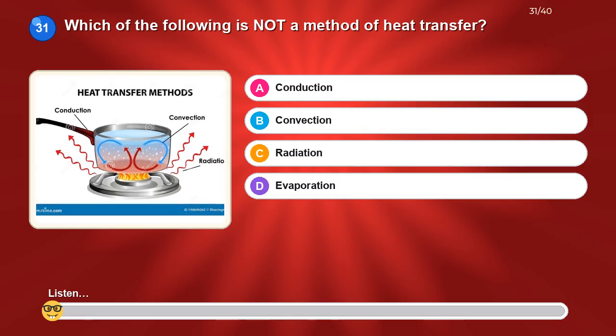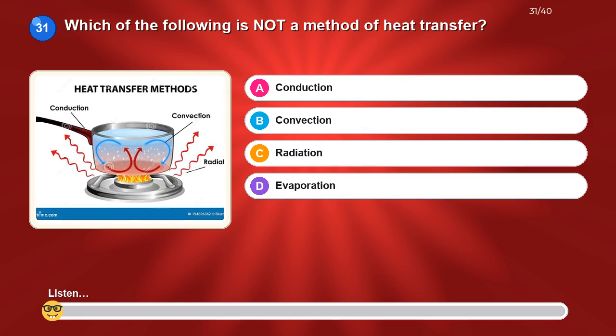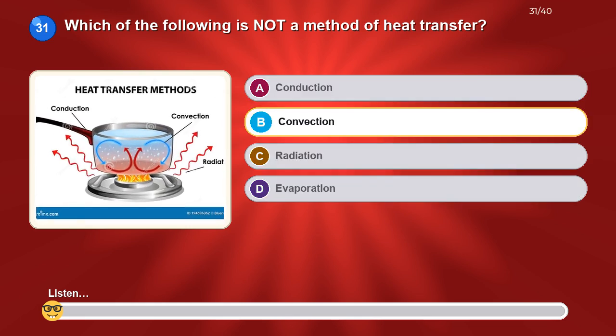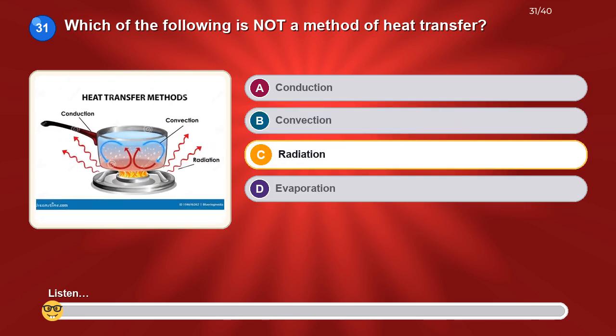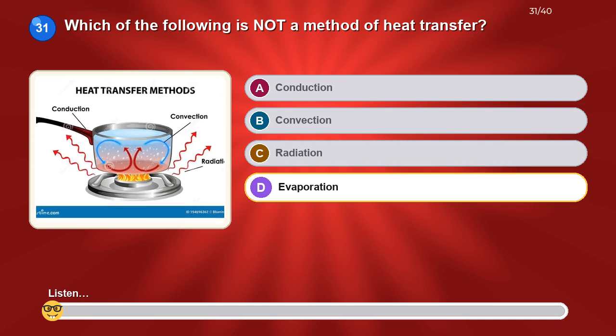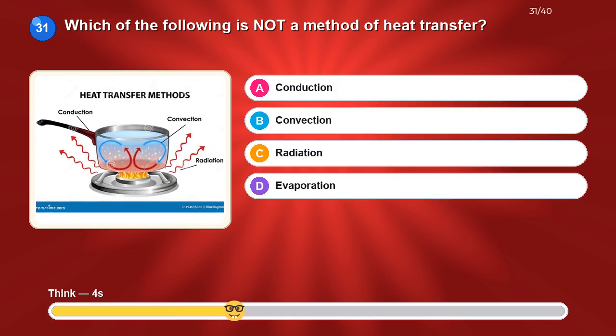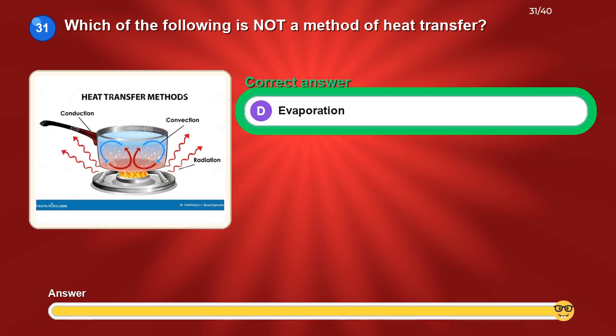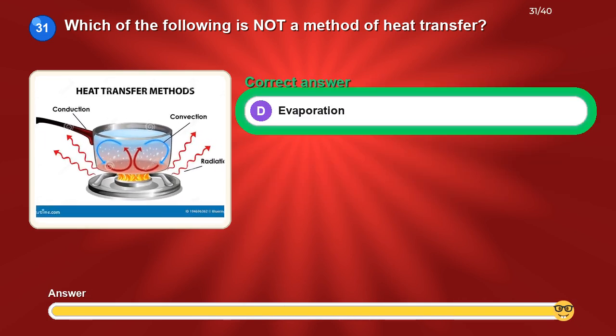Which of the following is not a method of heat transfer? Option A, conduction. Option B, convection. Option C, radiation. Option D, evaporation. The correct answer is, evaporation.